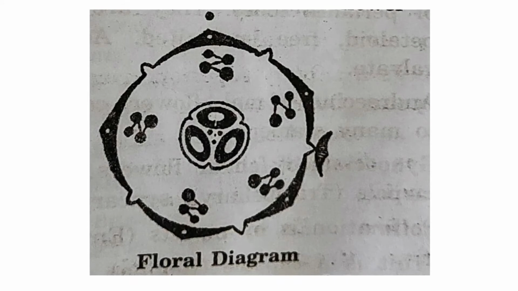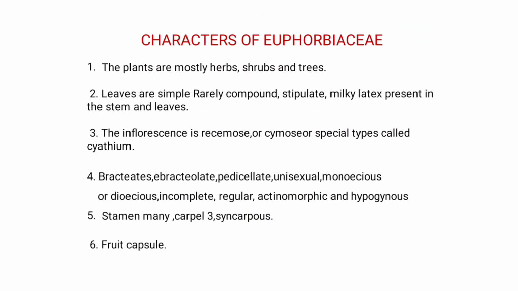So after writing the floral formula, you can draw the floral diagram. They have bracts present. Then the perianth is five in number, gamophyllous. The estivation is valvate. The anthers are dithecous. They are five in number, but they are many because they are arranged joined together. Then the gynoecium is tricarpellary. So this is the floral diagram of Euphorbia pulcherrima.